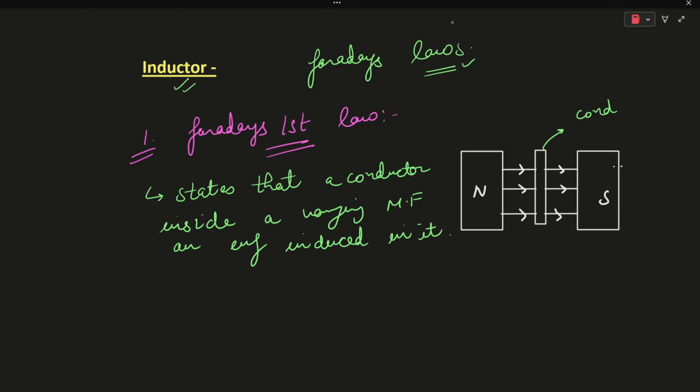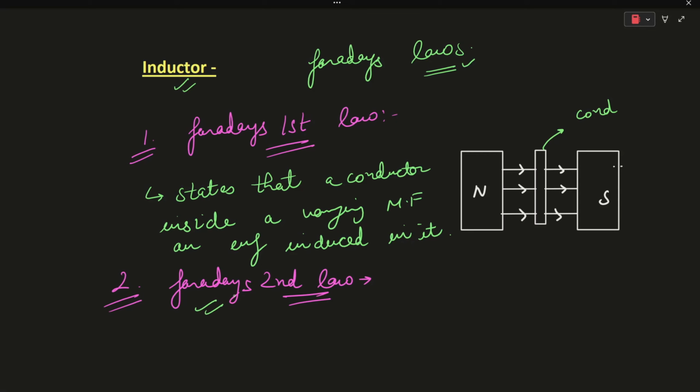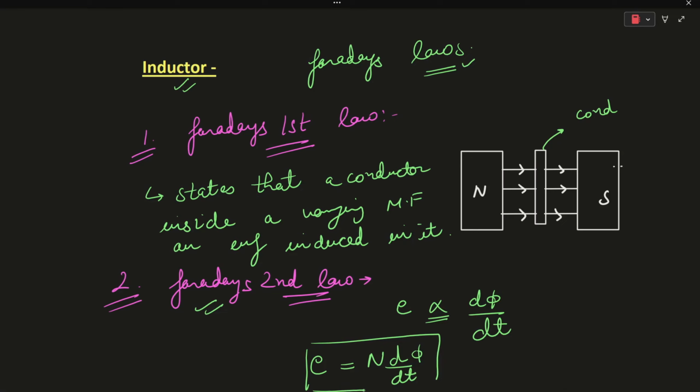The next one we have is Faraday's second law. According to Faraday's second law, the magnitude of the electromotive force, or EMF, is directly proportional to the rate of change of flux, d phi by dt. If we remove the constant of proportionality, we get E is equal to n d by dt of phi, where n stands for the number of turns in a conductor.